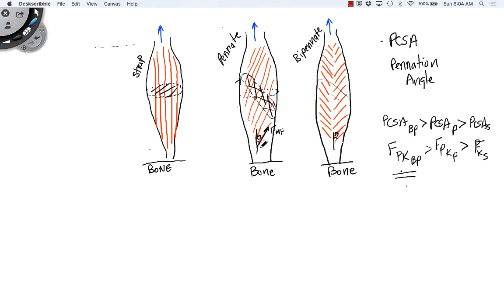So we could also ask the question, how is this muscle fiber arrangement affecting length and then peak velocity? So let's look here and compare the muscle fiber lengths in each muscle arrangement. Well, the fiber lengths are running from origin to insertion, and so this would be the length of a muscle fiber.